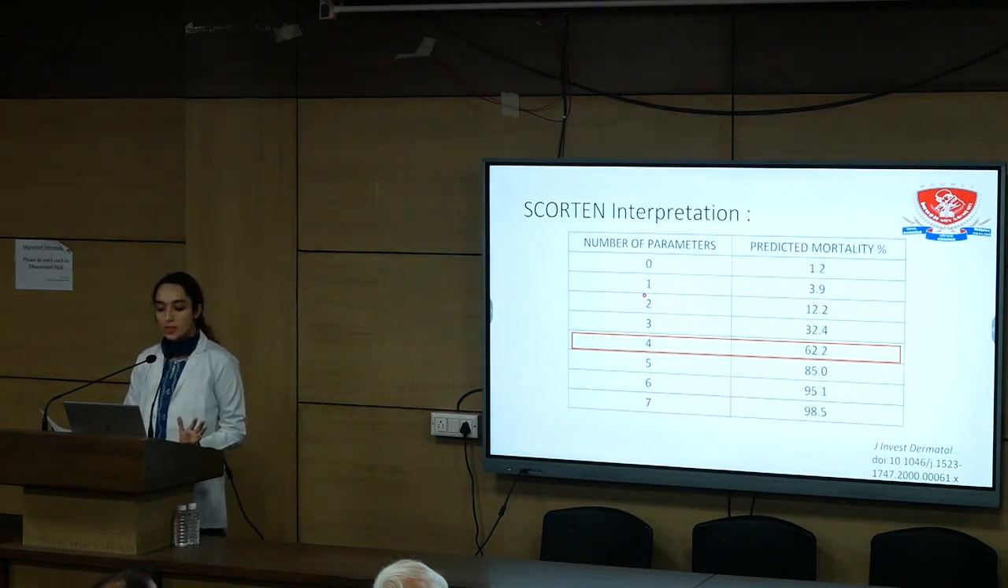So what is the interpretation? This is the probability of mortality which was predicted by this score. So in our case, as the SCORTEN was 4, the predicted mortality rate was around 62%, which was very high in our case.